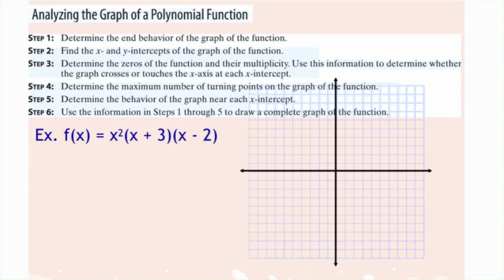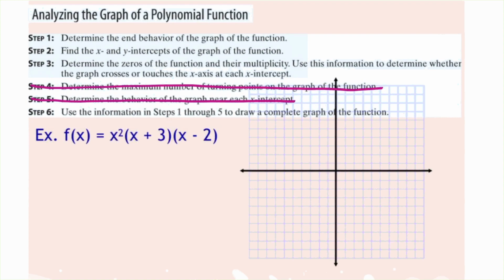When I look at analyzing the graph of a polynomial function, I feel like we're doing a little too much with all these steps. So I'm going to take out some of the steps just to simplify it, because really you can get a nice sketch of a graph without step 4 and 5. So I'm going to take those out. And then I'm going to look at the remaining steps.